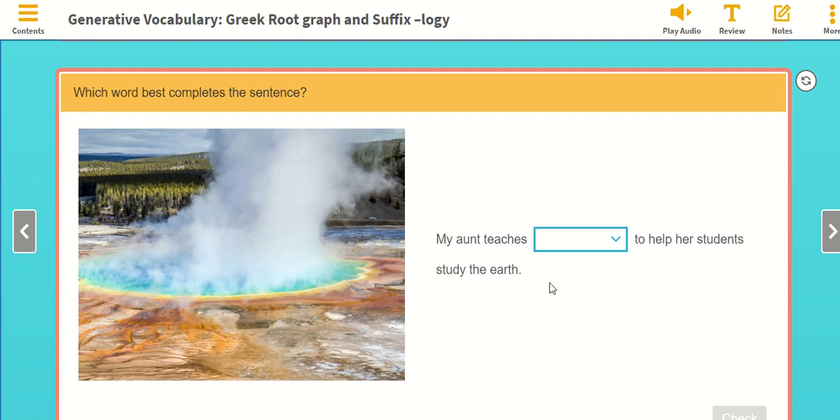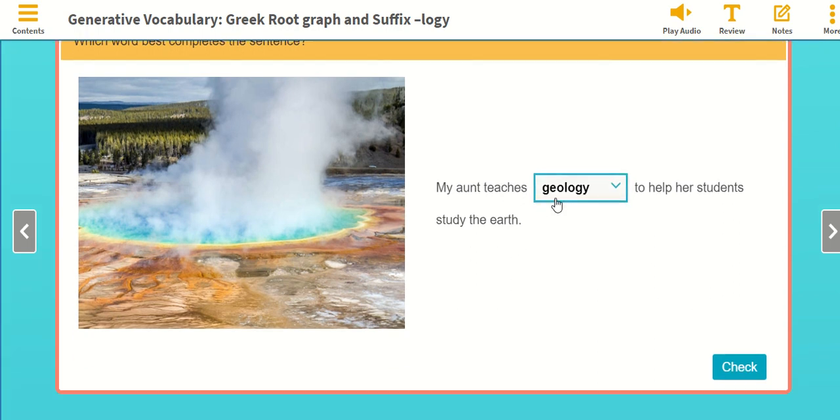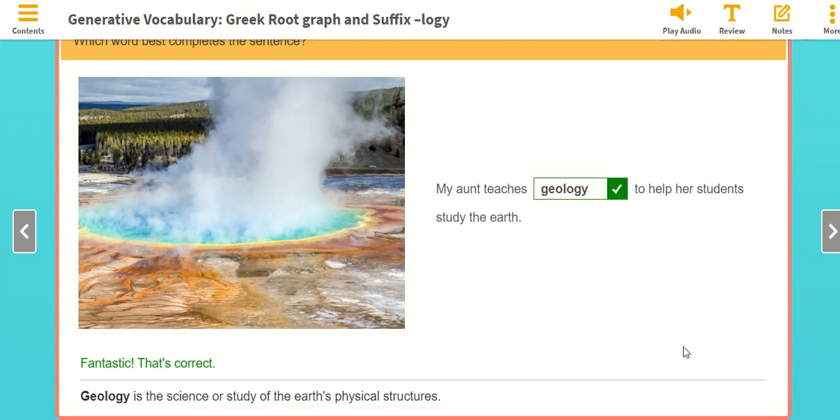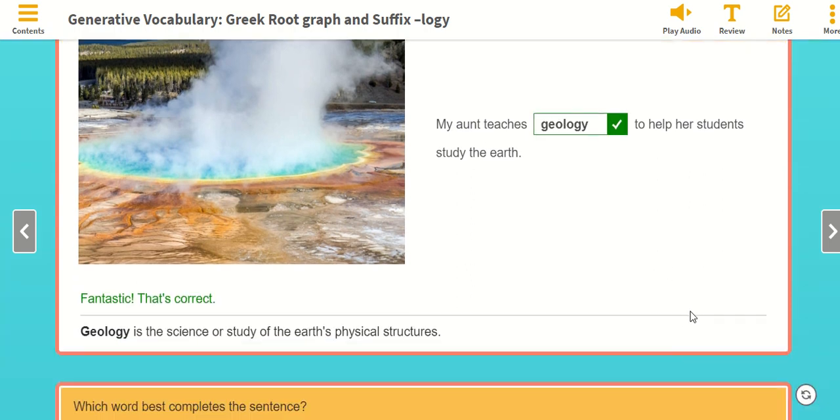Which word best completes the sentence? My aunt teaches blank to help her students study the earth. So we're looking for which word part means to study the earth. Technology, zoology, or geology? Pause the video, see which one you would pick, and then unpause when you're ready to see if you get it correct. If you chose geology, you are correct. The word part geo deals with the earth, and logy means the science or study of. So we know that geology is the science or study of the earth's structures.